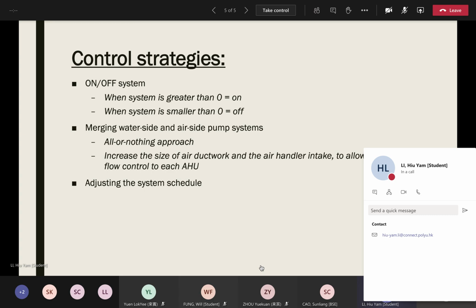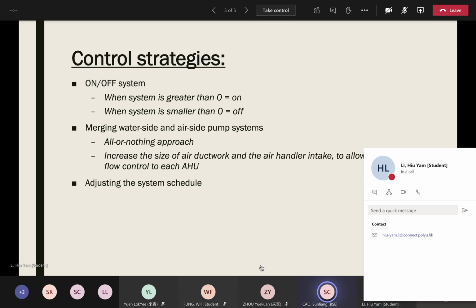And then for the control strategies, I've listed three of them. The first one, I will figure out the on-off system: when the value is greater than 0, the system is on, and smaller, it is off. And then I will try to merge the water side and air side pump systems together, by increasing the size of the air ductwork and the air handler, which can allow a larger flow control for each AHU. And then I will try to adjust the system schedule to see what's the difference between a longer period of time for the system and a shorter period of time.